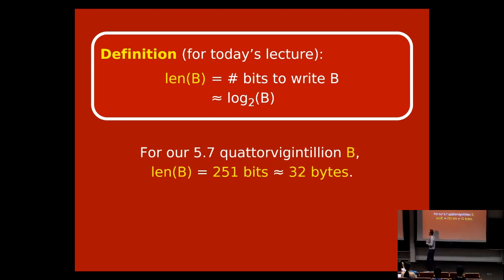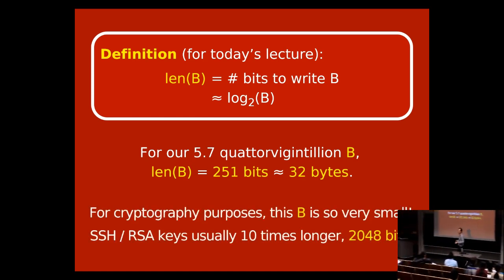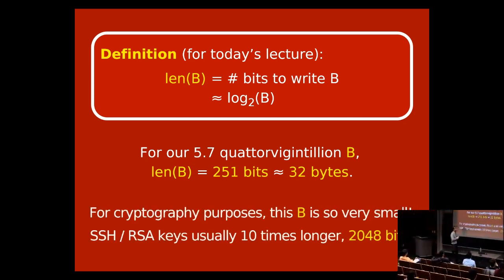So if you look at our number b, which was 5.7 quattuorvigintillion, its length is about 251 bits, which is about 32 bytes. So in other words, it's actually tiny, right? It's like 32 bytes long. There's no trouble with storing that in your computer. And in fact, for cryptography purposes, which is part of the reason I'm discussing this topic, and you'll see some more about cryptography next time, this particular B with 251 bits is actually a very small number.